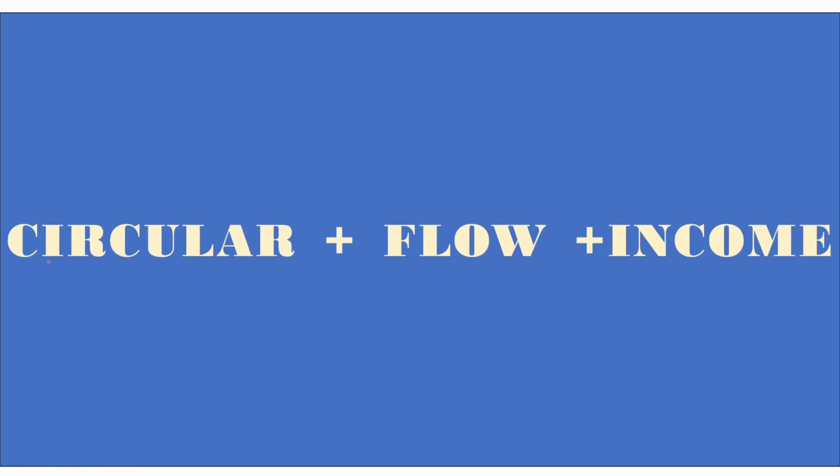So, the title of the chapter consists of three words: circular, then flow, and then income. So, let us break this title down and learn about each word and try to understand the meaning of the chapter through its title. So, circular means something having the same starting and end point.